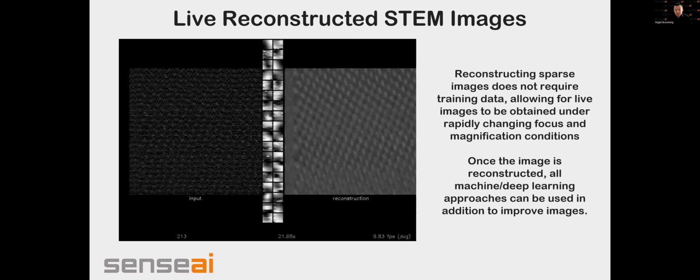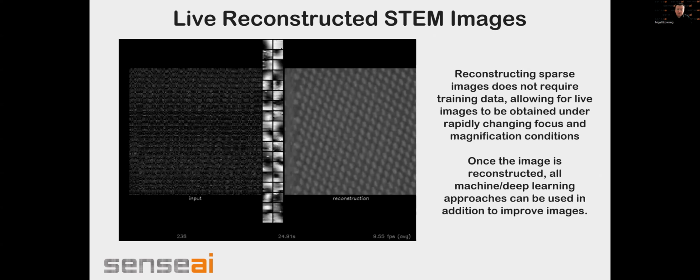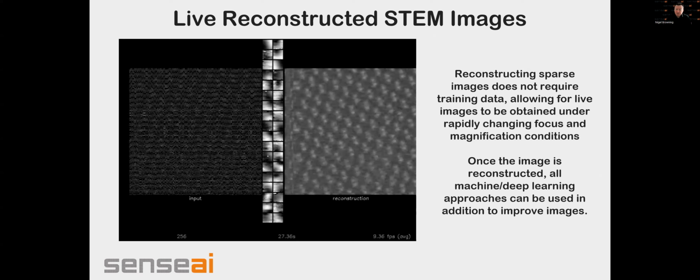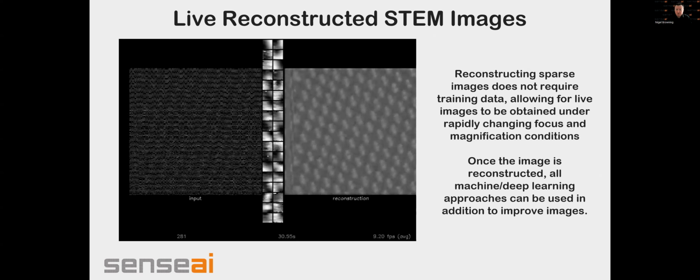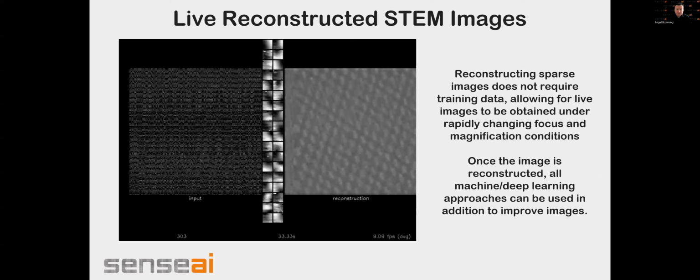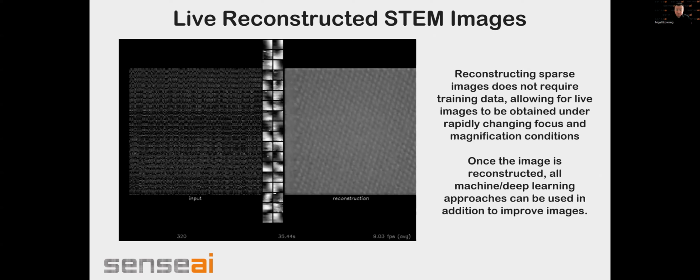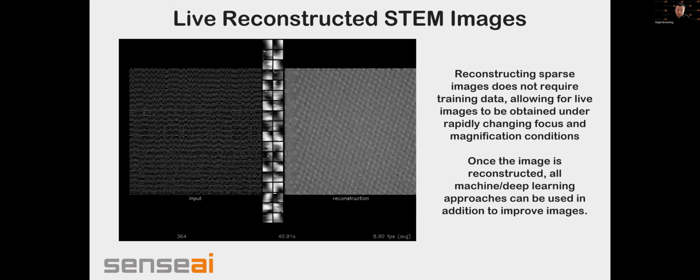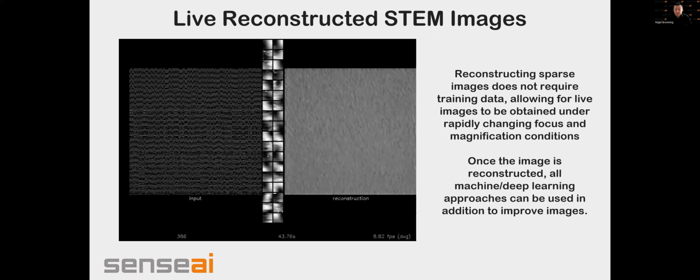Now, because we're learning the dictionary from each individual image, we're getting to the point where we don't have to do learning like you normally do with artificial intelligence. That means we can change the focus, we can change the magnification, and we can still reconstruct the image very accurately. Because we're not doing a machine learning or a deep learning approach to reconstructing the image, it also means we're not subject to hallucinations.